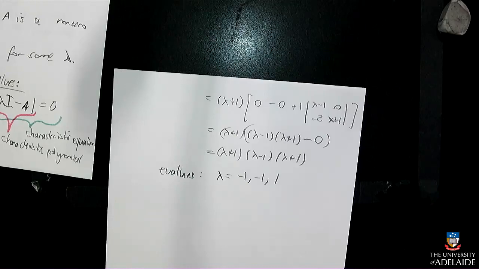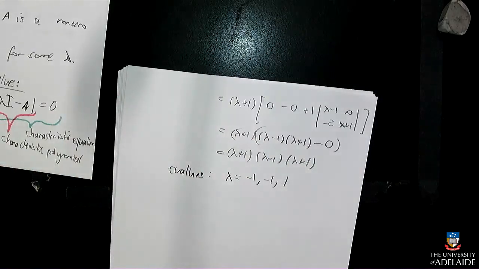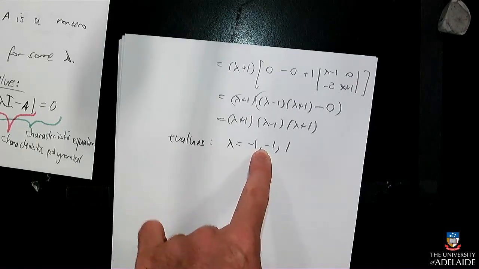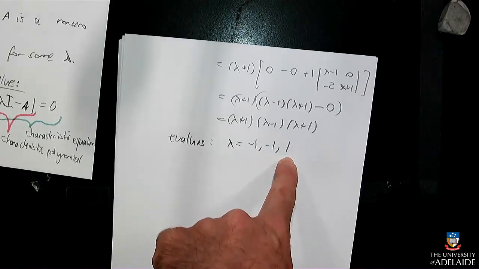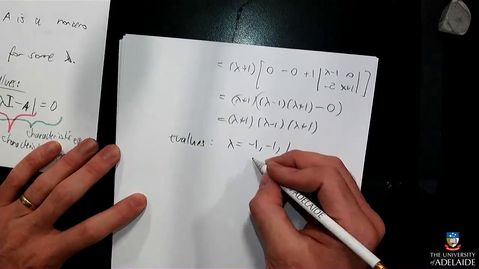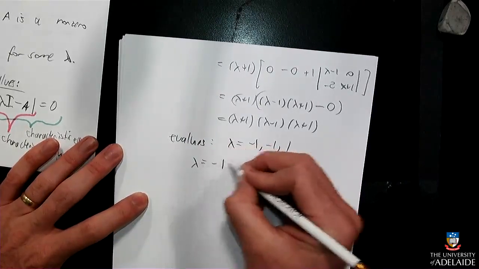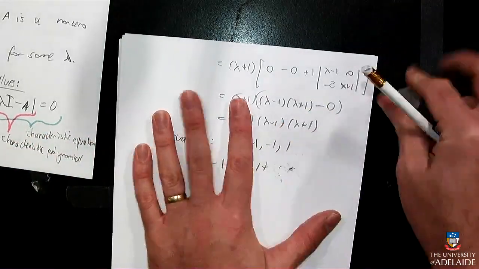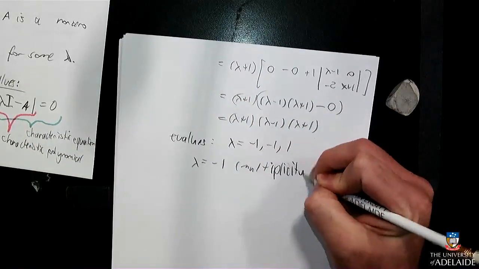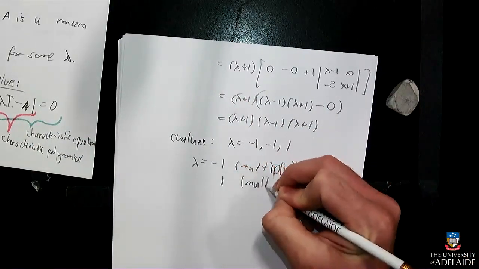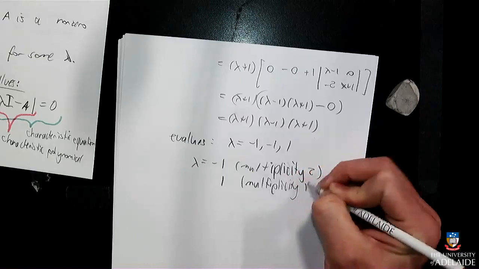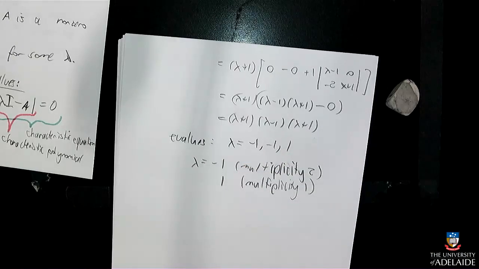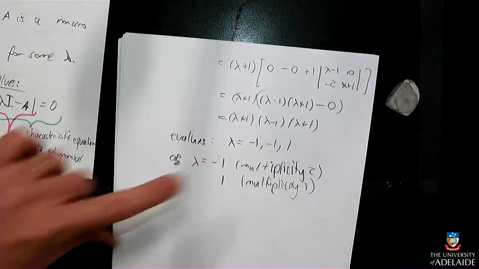It's important to put them in as many times as they appear in these factors here. That's called multiplicity. You could say, if you wanted, that the multiplicity of -1 is 2, and the multiplicity of 1 is 1. So I think it was -1 with multiplicity 2, and 1 with multiplicity 1, if you wanted. Most people just write this.